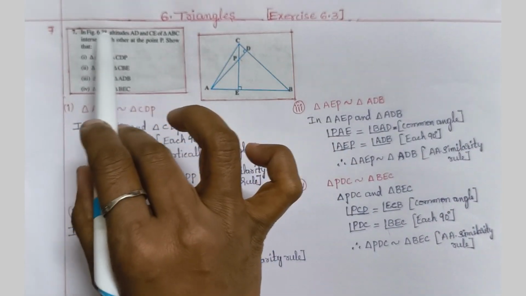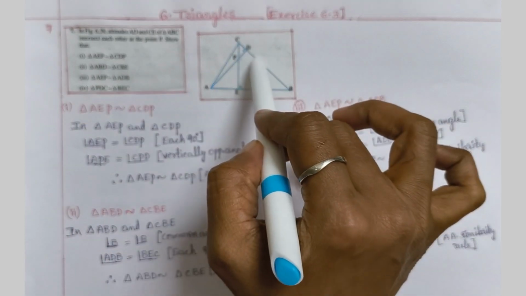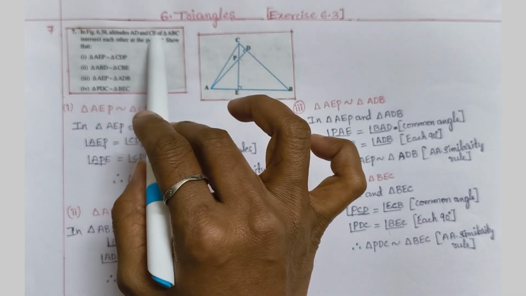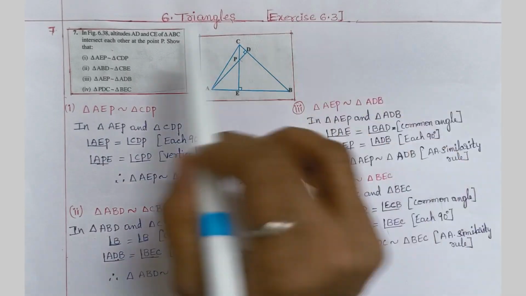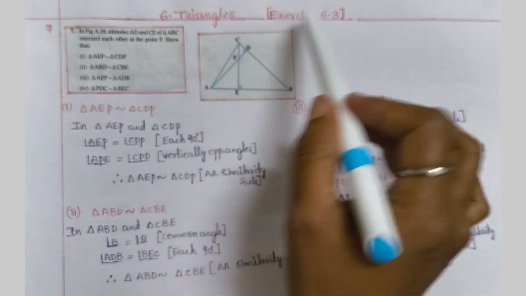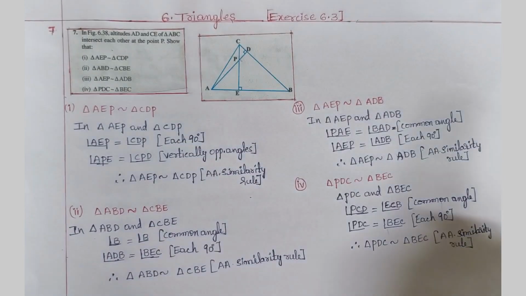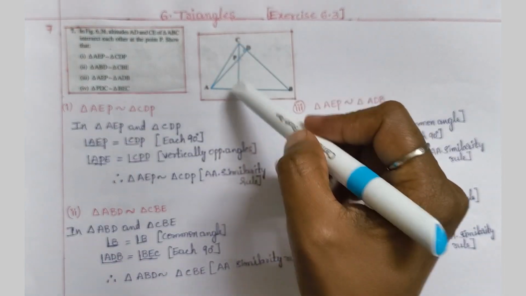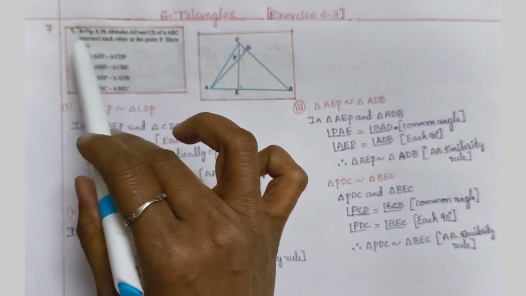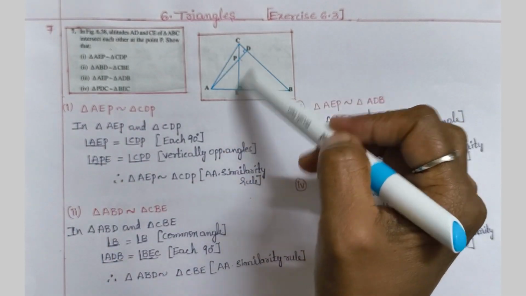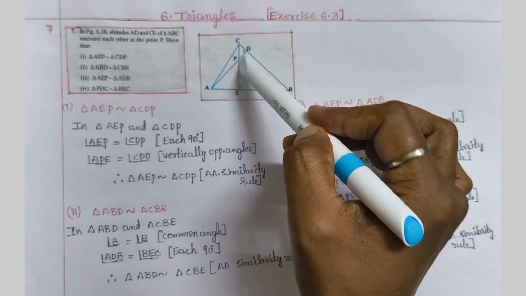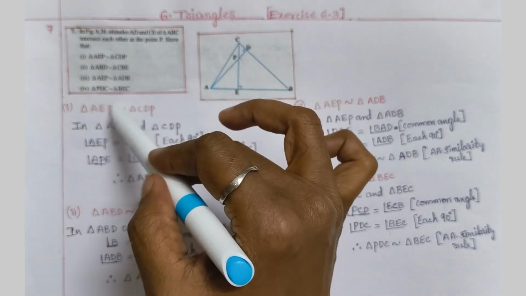What is the question? See, in this diagram 6.38, AD and CE are both altitudes of triangle ABC. In this triangle, two altitudes are there, one is AD, one is CE, intersecting each other at P. Now we have to prove four questions given.